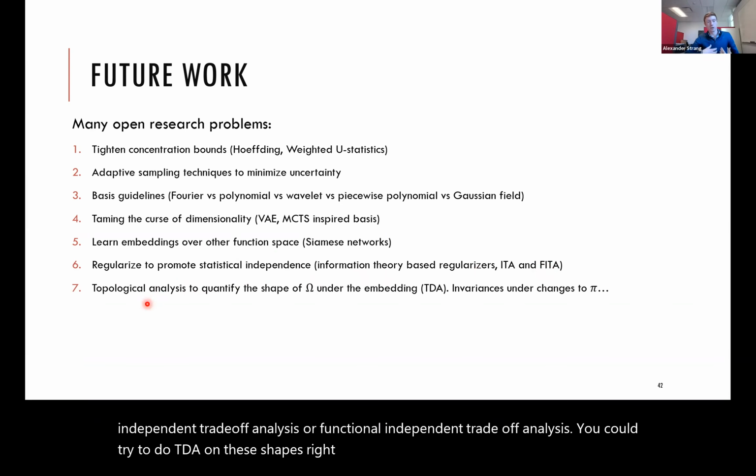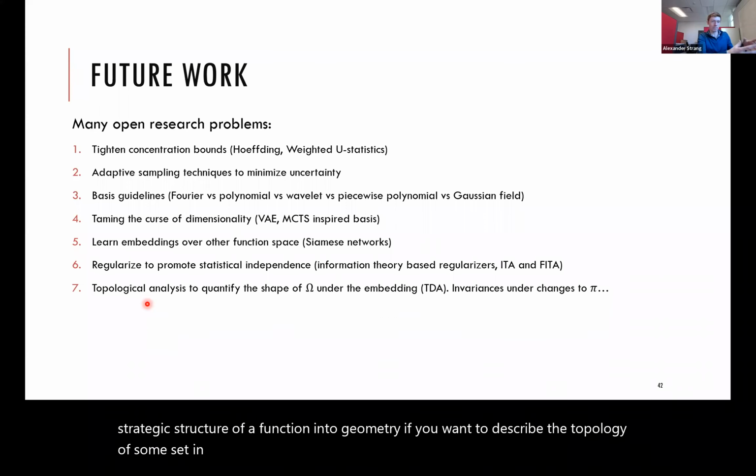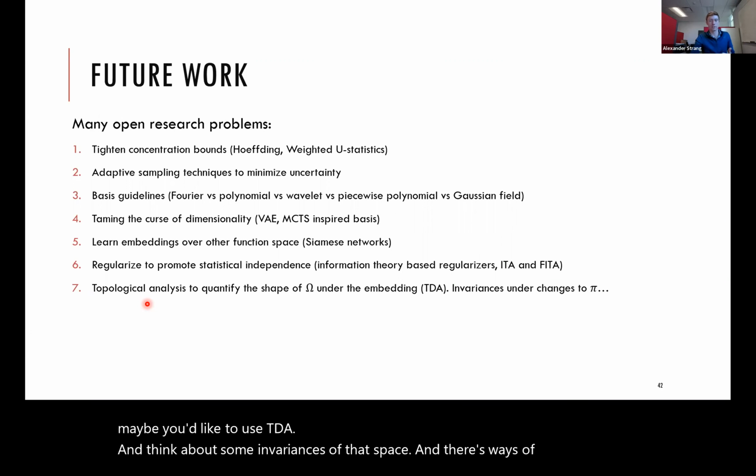You think that this whole thing is transferring strategic structure of a function into geometry. If you want to describe the topology of some set in a high dimensional space or a medium dimensional space, well, then maybe you'd like to use TDA and think about some invariances of that space. And there's ways of interpreting those invariances.